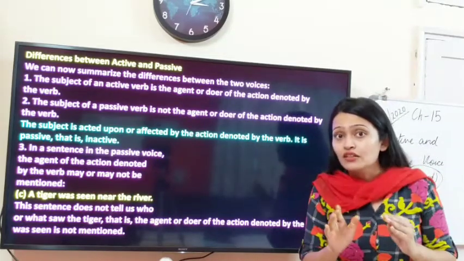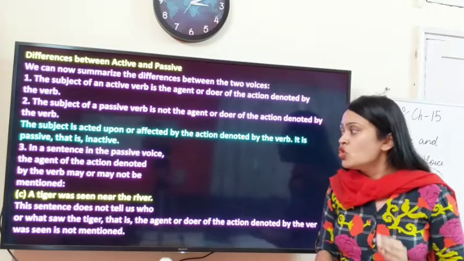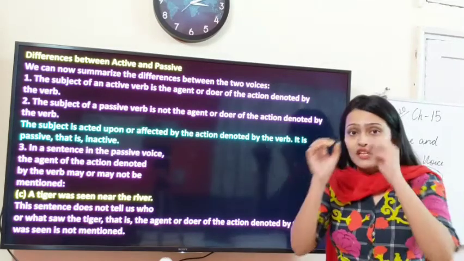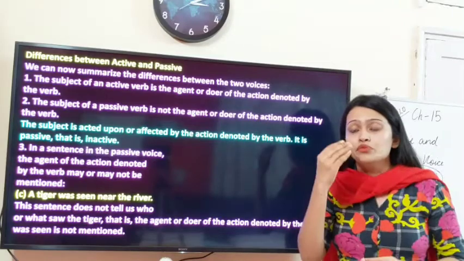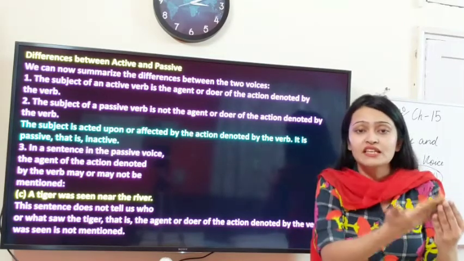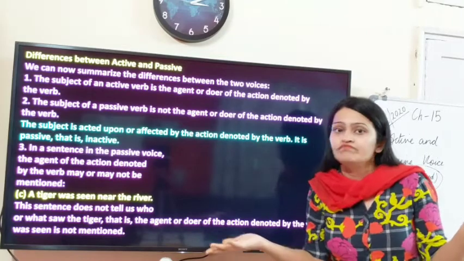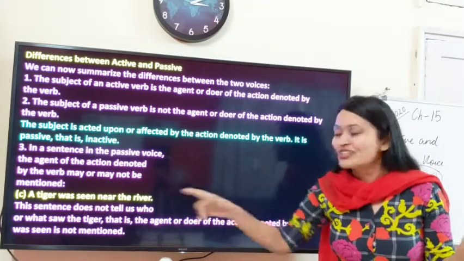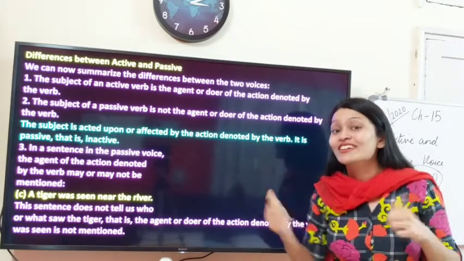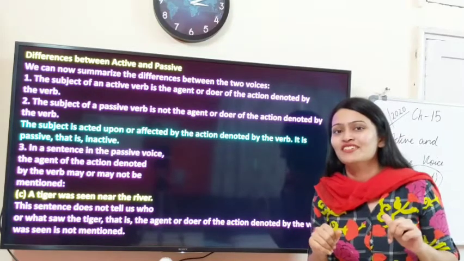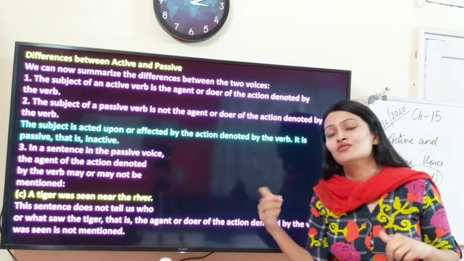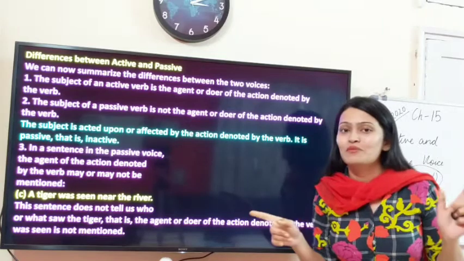Okay, so a tiger is the subject over here. Was seen. So tiger was seen. The action of seeing the tiger is being performed by someone. Who is that person? We don't know. So the doer is not mentioned. The agent is not mentioned. The person, the object who's seeing the tiger, is not mentioned.